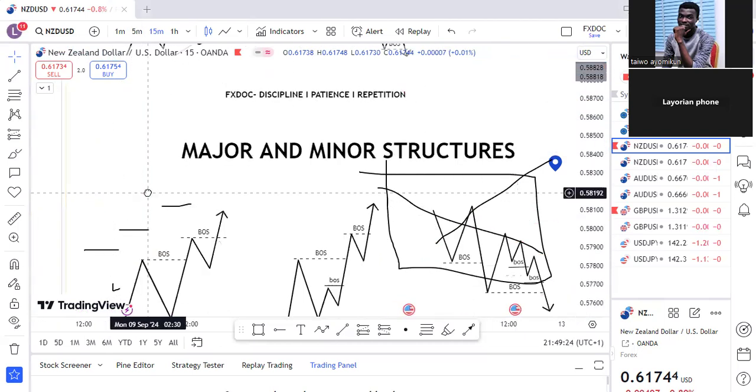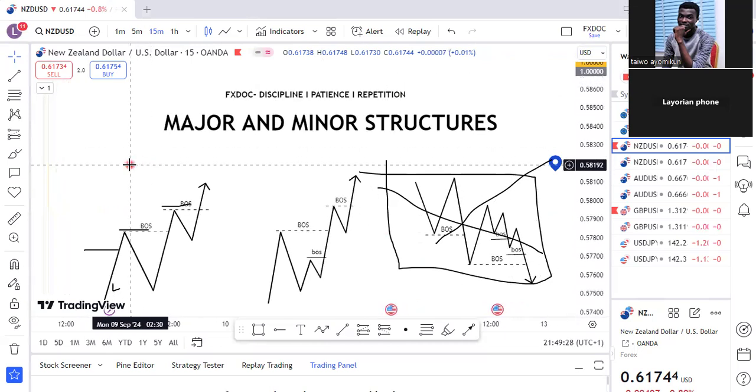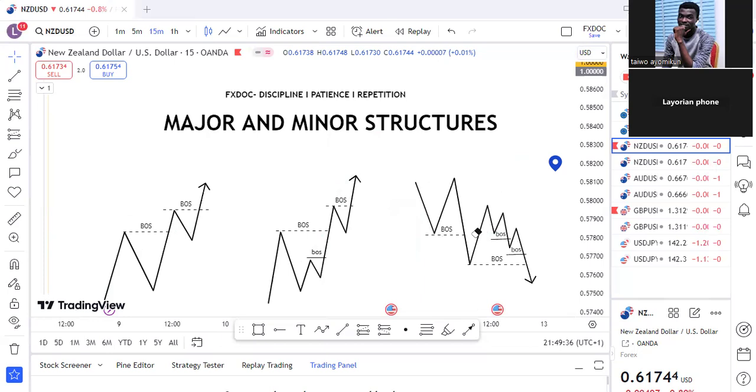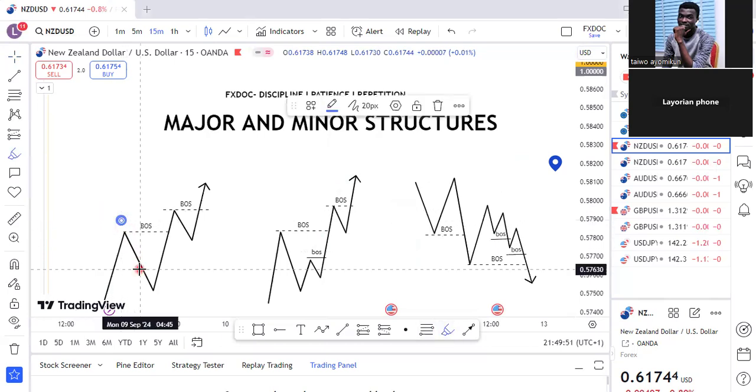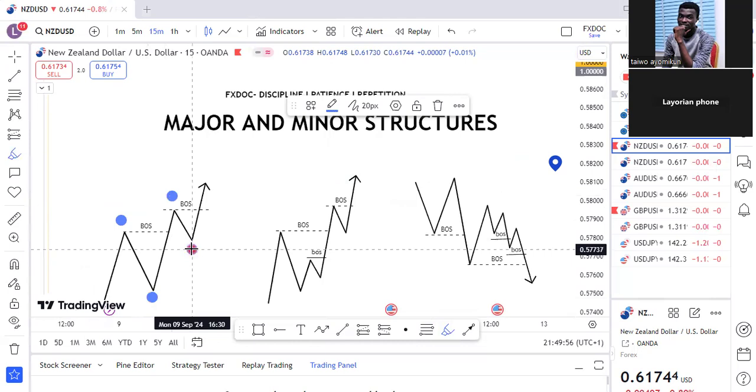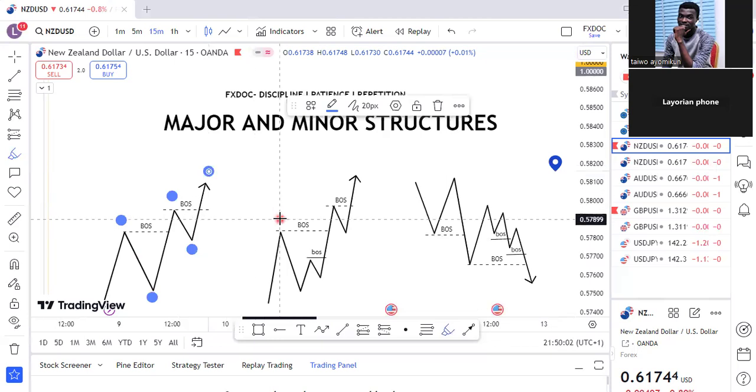So here now we'll be talking about major and minor structure. Remember, we've talked about structure, right? Breaking the structure to the upside or to the downside. Now the next thing is we have major and minor structure. Look at this. From what we have right here, price takes out, it creates a high, comes here, creates a low, goes up to create another high, comes down to create a low, goes up to create a new high. It's as simple as that. Now I want you to pay attention to something. This is a high, this is a low, right?